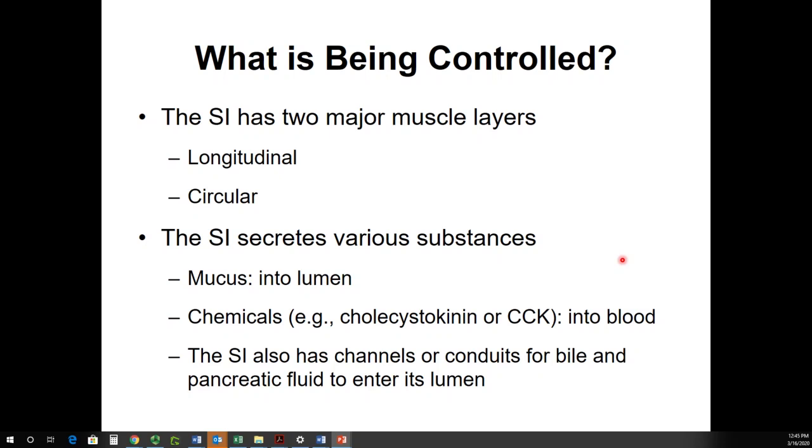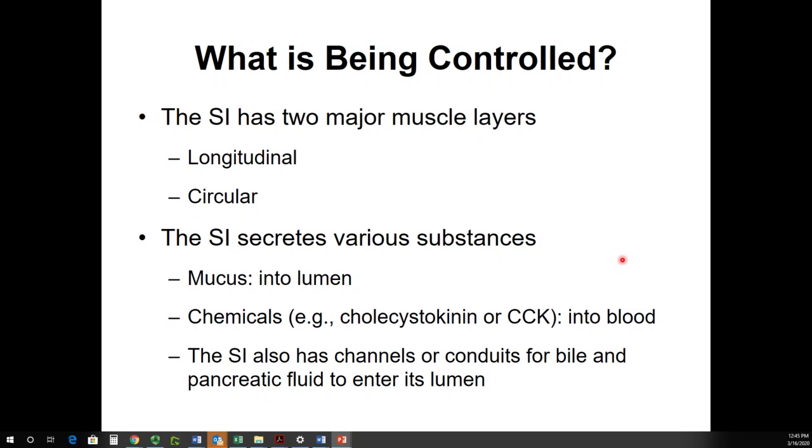So a lot of times I notice that students get confused about, okay, they might understand what cholecystokinin does, but then I ask, okay, what causes it to be released? What organ does it come from? What organ does it travel to? And then there's a lot of confusion.